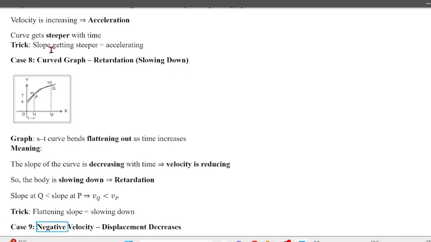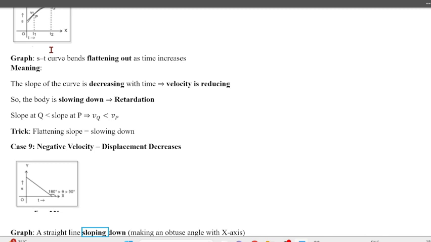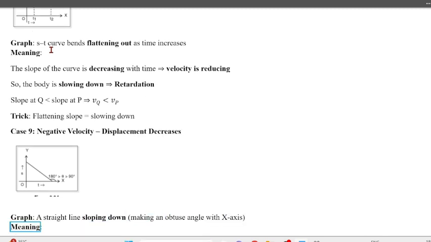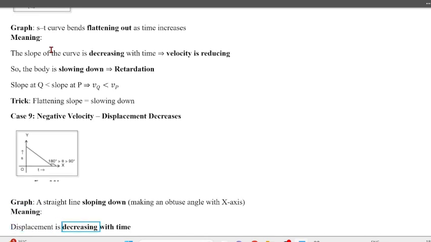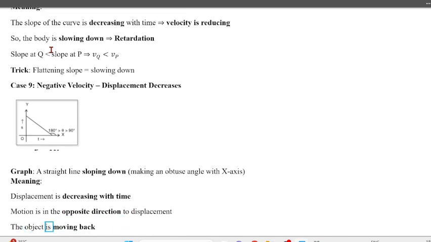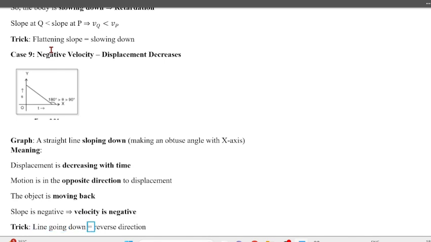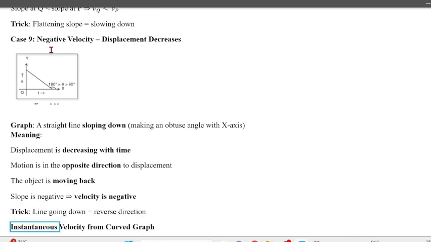Case 9: Negative velocity, displacement decreases. Picture 51: the graph is a straight line sloping down, making an obtuse angle with the x-axis, meaning displacement is decreasing with time. Motion is in the opposite direction to displacement. The object is moving back. The slope is negative, so velocity is negative. Trick: line going down equals reverse direction.